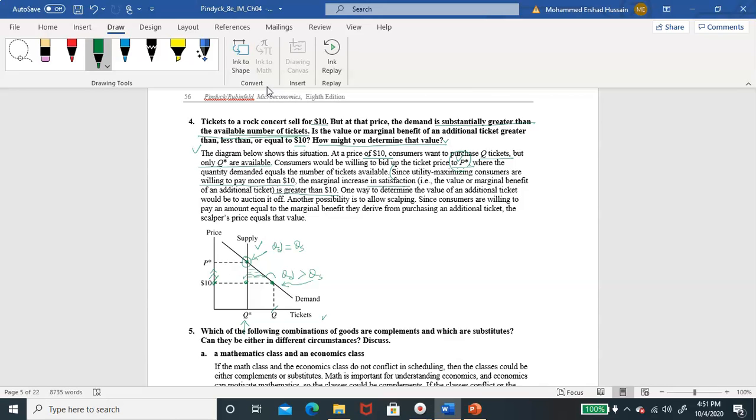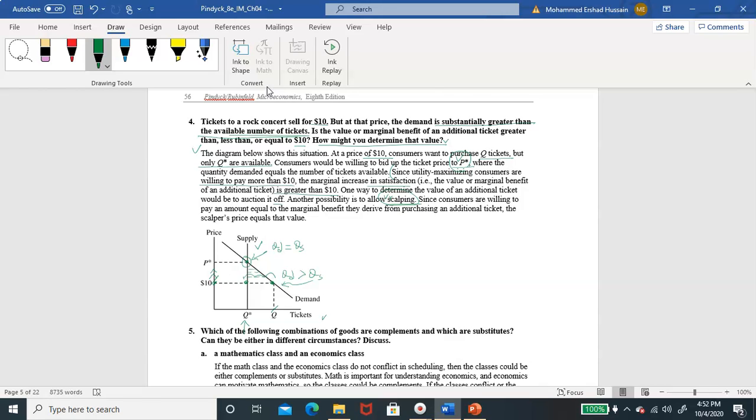One way to determine the value of an additional ticket would be to auction it off, right? Another possibility is to allow scalping. Scalping means that they will allow people to buy, and then some of those people will sell it in the illegal market to other people, right? So often you will see that just before the game starts there is scalping, right? Many people want to watch, they have money but they don't have a ticket, so they will pay a little bit more or sometimes much more to buy a ticket and go and watch, right?